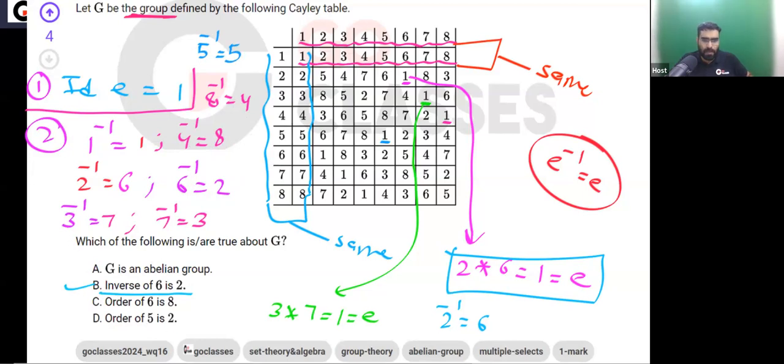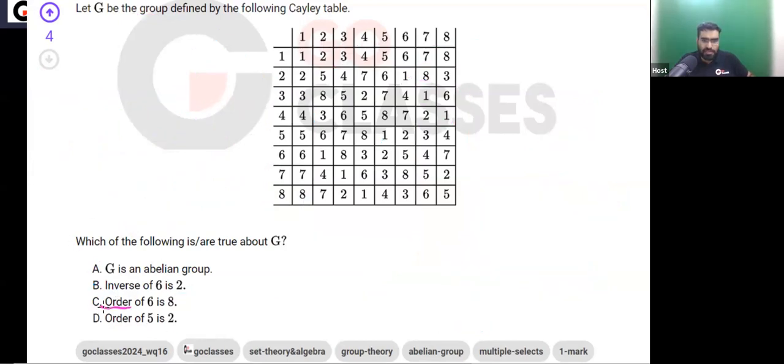What about the order? How will you find the order of 6? Let's see this. First of all, tell me what is the definition of order? If you have a group G, then what can you say about the definition of the order of A?